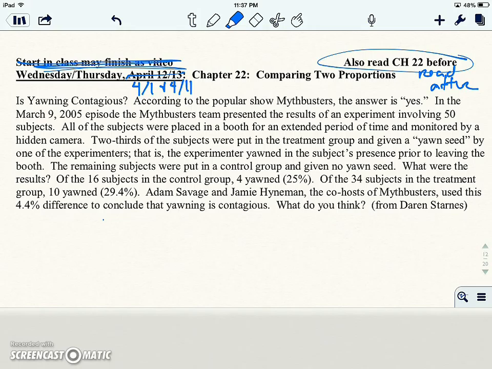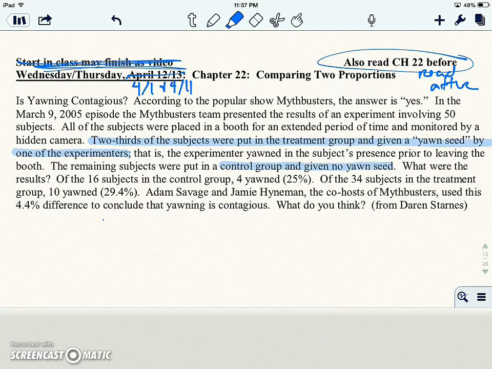All of the subjects were placed in a booth for an extended period of time and monitored by a hidden camera. 2/3 of the subjects were put in the treatment group and given a yawn seed by one of the experimenters. That is, the experimenter yawned in the subject's presence prior to leaving the booth. The remaining subjects were put in a control group and given no yawn seed.